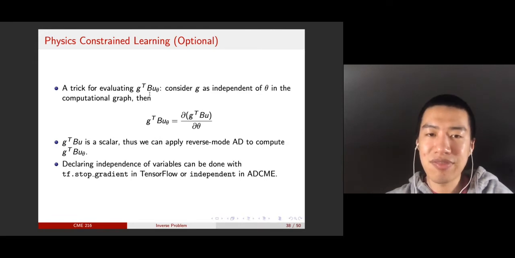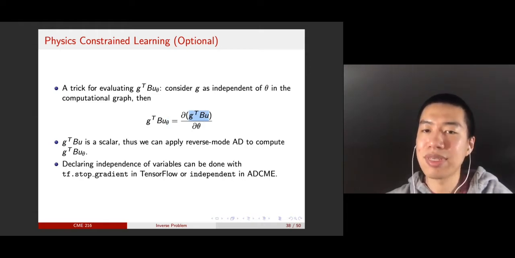If you look at this formula and this expression, you will find that for G transpose B u theta, without taking the derivative with respect to theta, you will get G transpose B u, which is a scalar. So to compute this, you can just take the gradient of this scalar with respect to theta. So this is a mapping from many dimensions to one. What can you do with that?